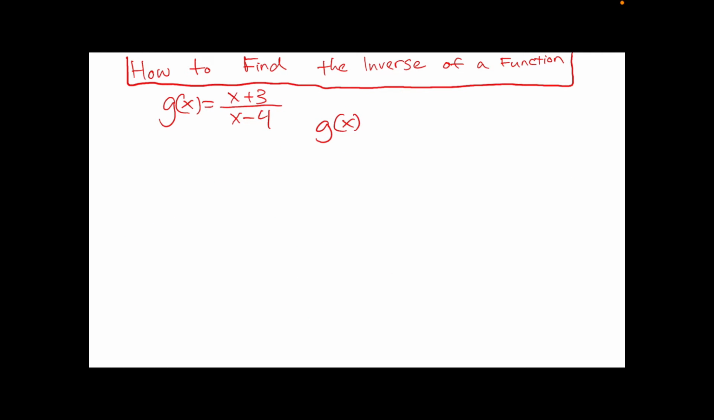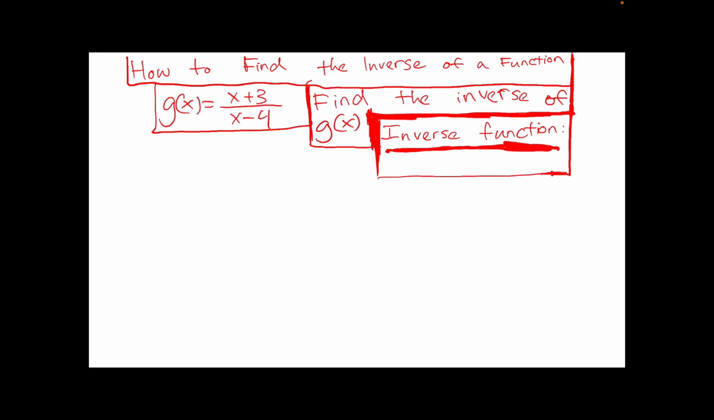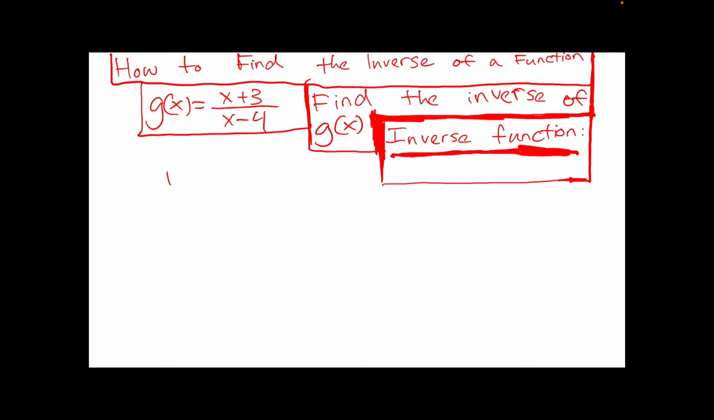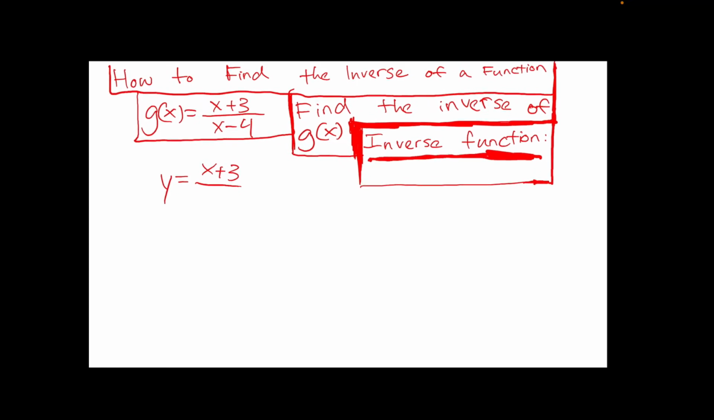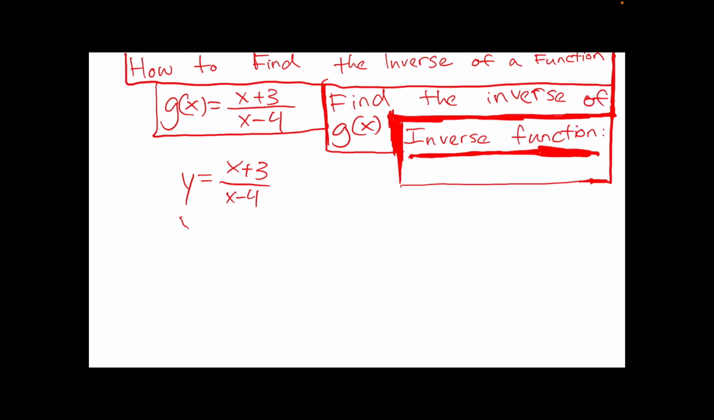So let's say you're given the function g of x equals x plus 3 divided by x minus 4, and you're asked to find the inverse of g of x. Well, again, y is the same thing as g of x, so we're just going to write y equals x plus 3 divided by x minus 4. And now because we're trying to find the inverse, we're going to switch the x's and the y's. So now we have x equals y plus 3 divided by y minus 4.